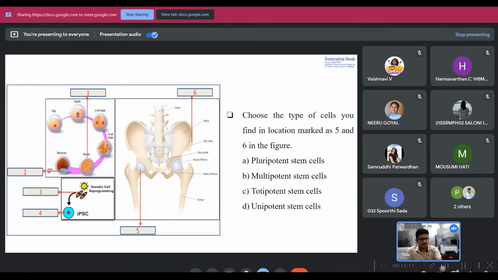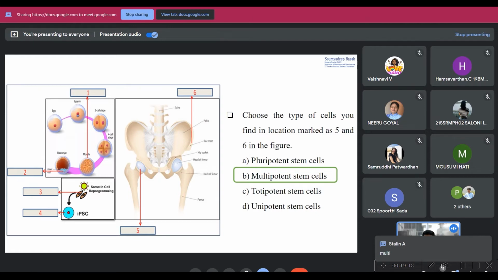The answer would be multipotent stem cells, right? Yeah, multipotent stem cells. What kind of cells can we get from these locations? What is the technique? We have learned it in the lecture. Try to remember.